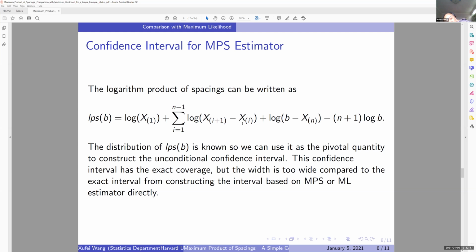Xufei, if we have boundary points on both sides, do we get a closed form? Like if we have A and B? Yeah, I think for the bounded case we still have a closed form. And for that one, the confidence region is a little bit complicated. So I chose this one-sided bounded case, so we can illustrate both the point estimation and the confidence interval exactly and very clearly.